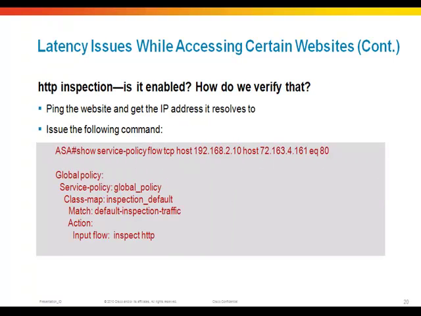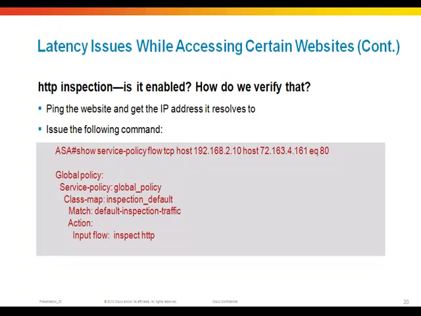Whether HTTP inspection is enabled. How do you verify HTTP inspection is enabled? You run that command right there. You ping the website, google.com, get the IP address, and issue that command: show service-policy flow tcp host 192.168.2.10, where 192.168.2.10 is a PC behind the firewall, and the host 72.163 address may be a Google address or any other website's address that you have trouble loading. And eq 80 is the HTTP port. So the output will show you whether HTTP inspection is enabled or not.